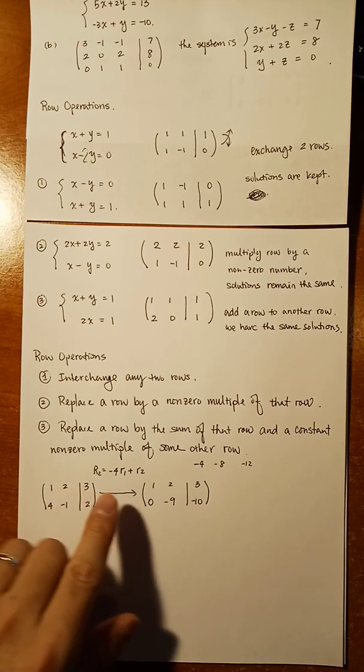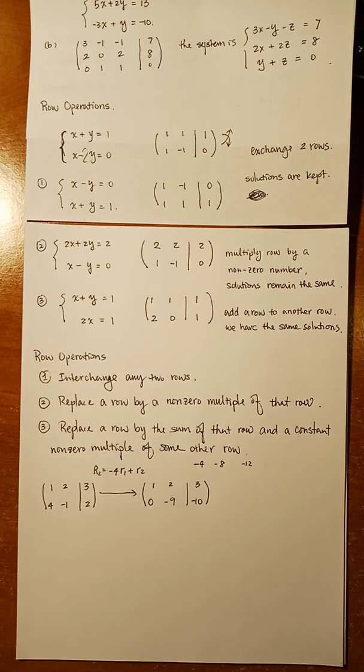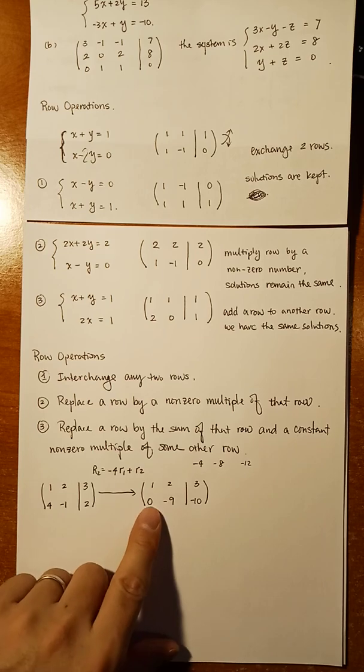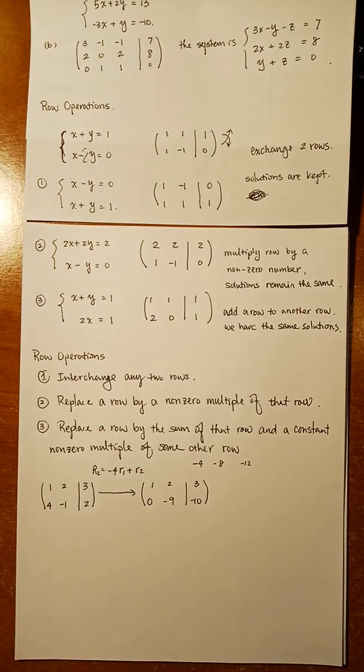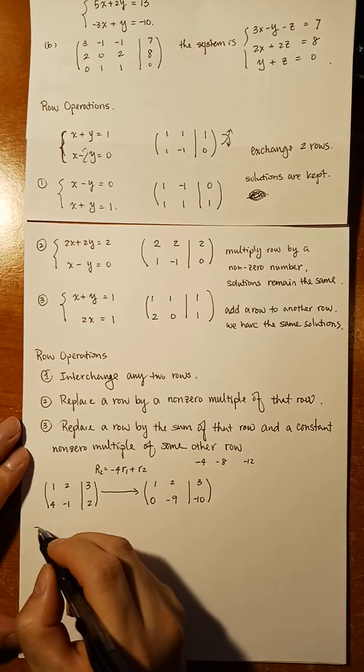This is the third operation: multiply a row by a non-zero number and add it to another row. This process will give us some 0. We want some 0 to happen. This is actually the elimination process.